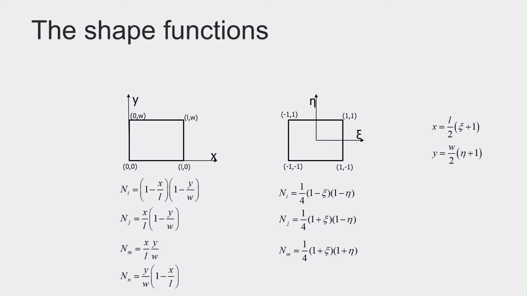For Nm, we get 1 quarter times 1 plus xi times 1 plus eta. For Nn, we get 1 quarter times 1 minus xi times 1 plus eta. As you can already see, it is a bit easier to find the system in these shape functions. You always have a combination of 1 plus or minus xi and eta, and then you have all permutations of it. This is one of the advantages of using natural coordinates actually.